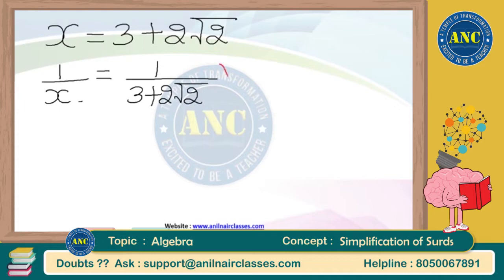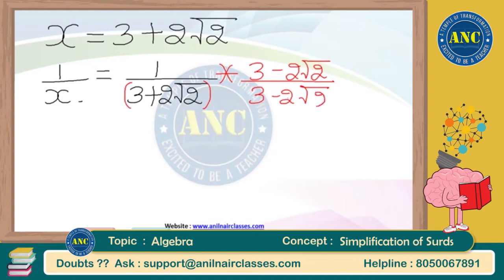That means I will multiply the numerator and denominator by the same value. What is that value? It is nothing but the rationalizing factor of 3 plus 2 root 2, and I am sure you should have this basic knowledge. The rationalizing factor of 3 plus 2 root 2 is nothing but 3 minus 2 root 2. So I will multiply and divide by 3 minus 2 root 2.